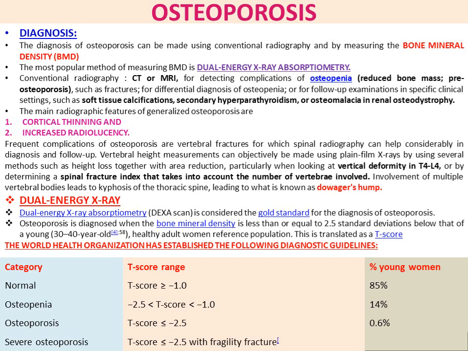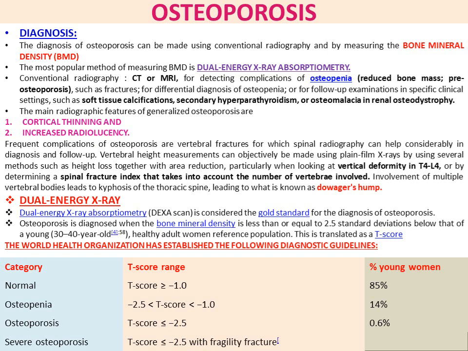Frequent complications of osteoporosis are vertebral fractures, for which spinal radiography can help considerably in diagnosis and follow-up. Vertebral height measurements can objectively be made using plain film X-rays by using several methods such as height loss together with area reduction, particularly when looking at vertebral deformity in T4 to L4. So T4 to L4 vertebral column deformity will be observed in osteoporosis.